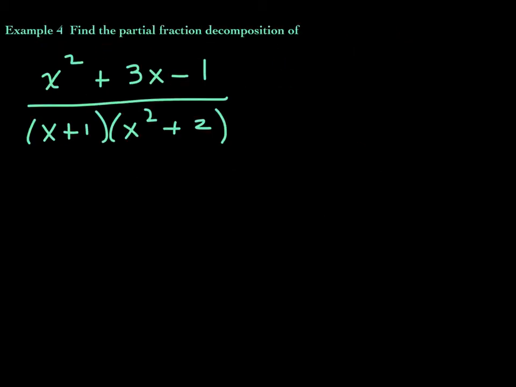All right, we're finding the partial fraction decomposition of (x squared plus 3x minus 1) over (x plus 1) times (x squared plus 2). Good news, this is proper. This is a proper fraction. We have degree 2 over degree 3 because x squared times x is x cubed. So it is proper. Let's move on to step number 2.